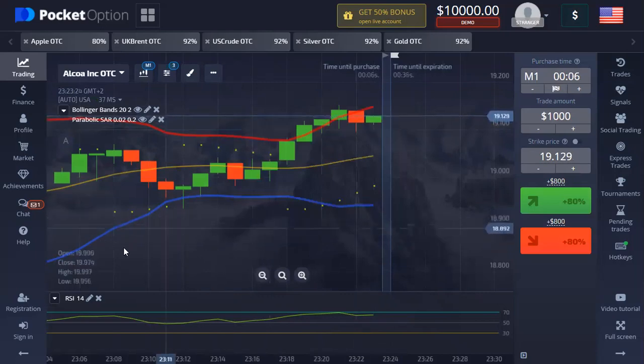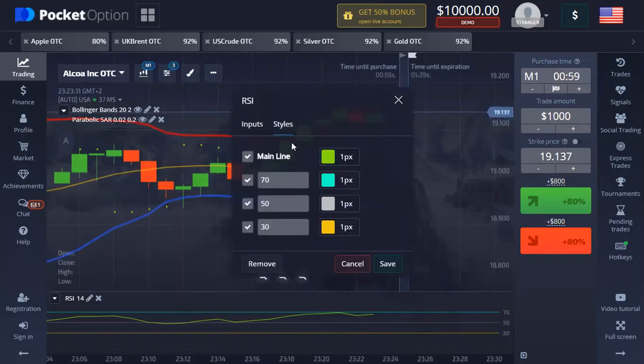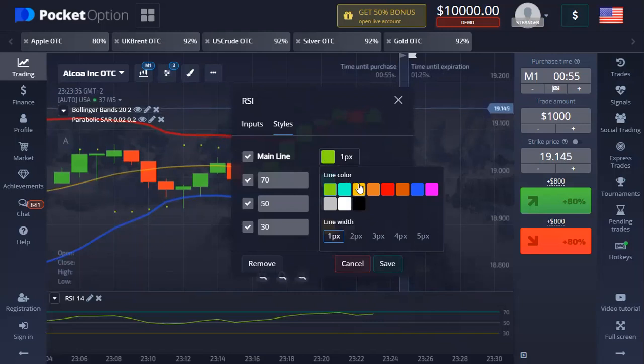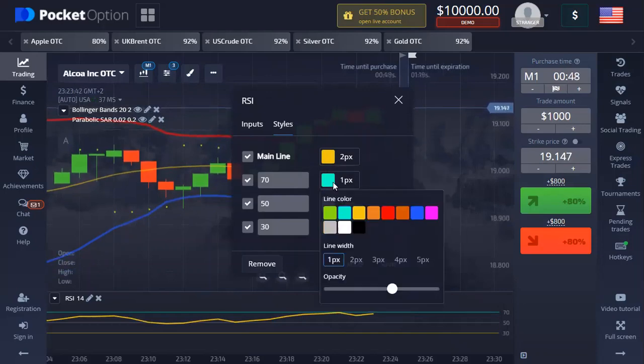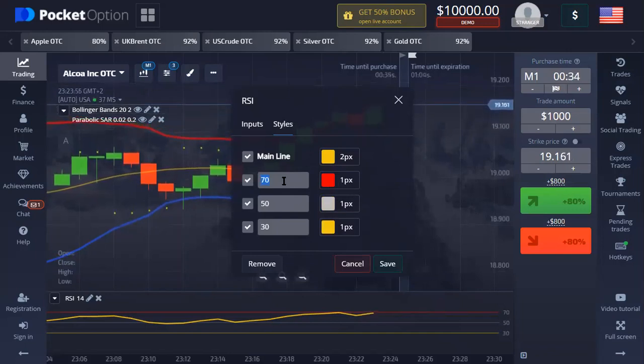All right. Now we're gonna come down to the RSI. Okay. Keep your period at 14. Right. Your main line obviously can be whatever color. Once again, I like mine to be yellow, and I'll have it at 2 pixels. Then this top line, I'm gonna make it red. All right. And I keep the line width at the default, the 1 pixel. But you can choose, like I said, whatever you like, whatever's best for you.